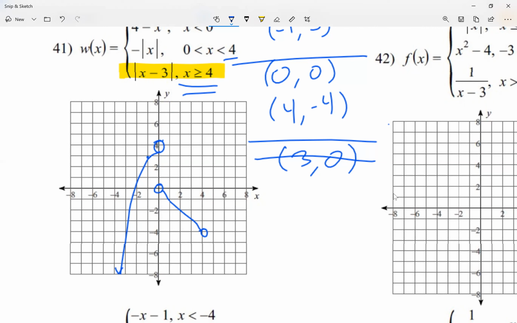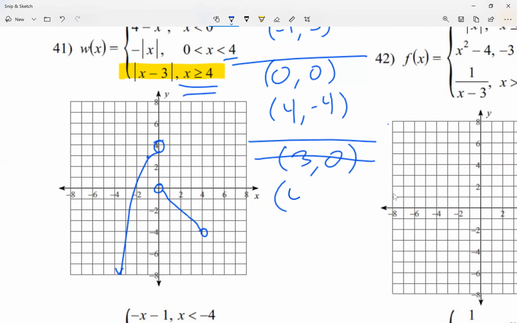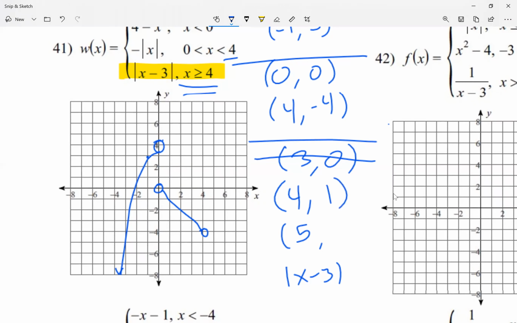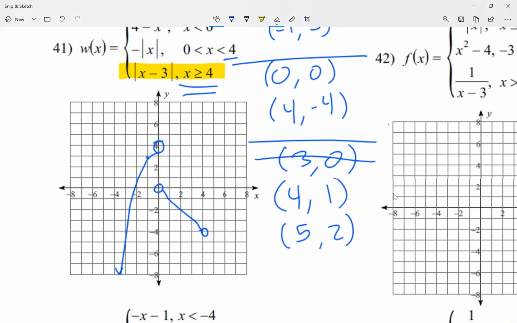All right. So I said values of x I can choose are 4 or more. So I'm going to choose, well, what if x equals 4? What if x equals 5? My equation, remember, is absolute value of x minus 3. So if I plug in 4, 4 minus 3 is 1. The absolute value of 1 is 1. Now, what if I use 5 for x? 5 minus 3 is 2. The absolute value of 2 is 2. So that gives me 2 points on my line.